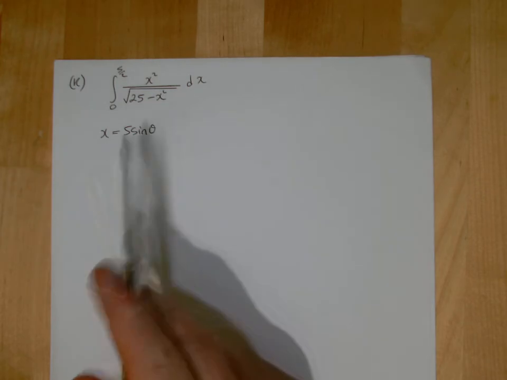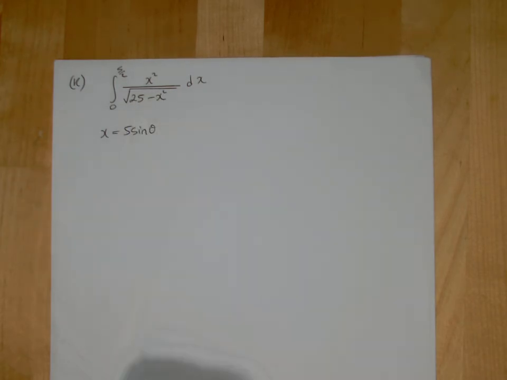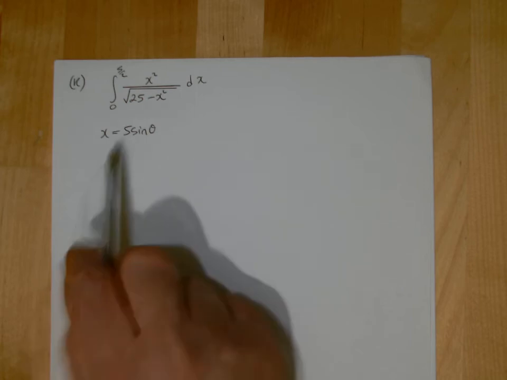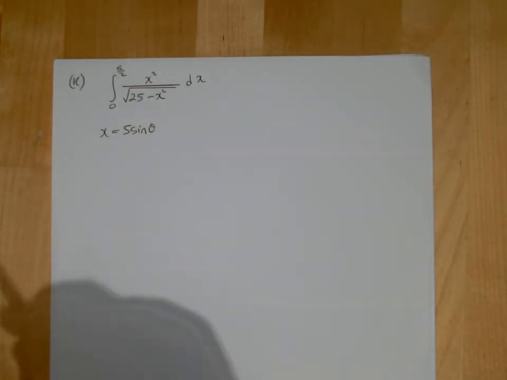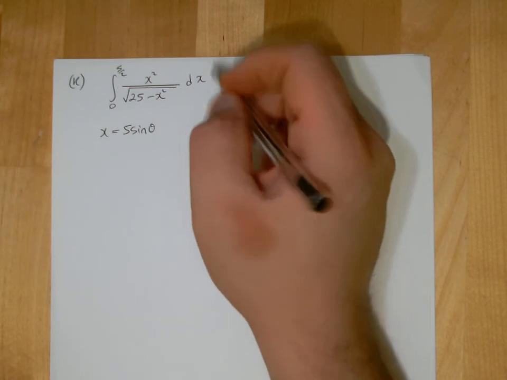Okay, so you might be used to this sort of pattern now. You can see on the bottom we've got 25 minus x squared, yeah? And you might see that we have a similar situation as the last time, but this time we've got an x squared on the top, right? So we have to be challenged in a different way this time around.